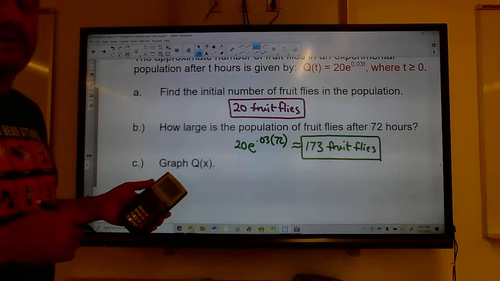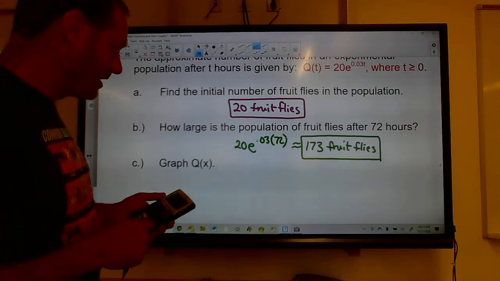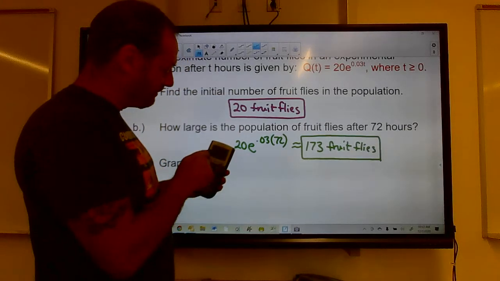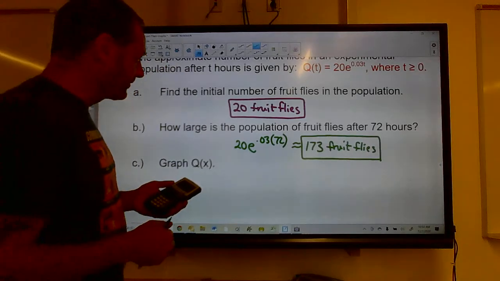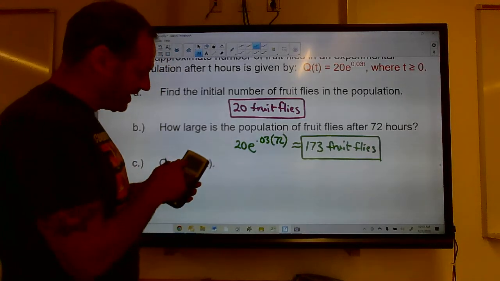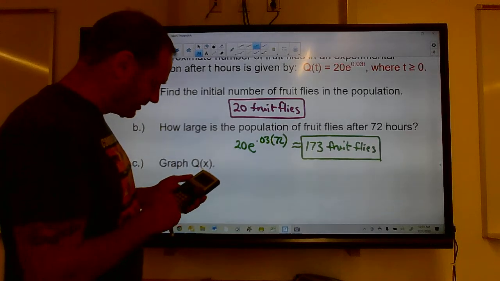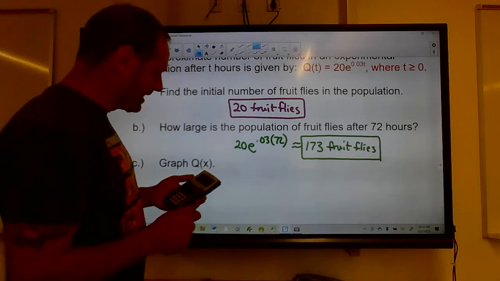And nothing showed up in my graph. Now what does that mean? Well, that means that my window is not in the right place. So my graph went from negative 10 on the bottom to positive 10 on the top, and negative 10 on the left to positive 10 on the right. Okay, so I really don't need negative time, so I can get rid of the negative x's. So I'll go to my window and just start at 0. Max of 10 hours is fine.